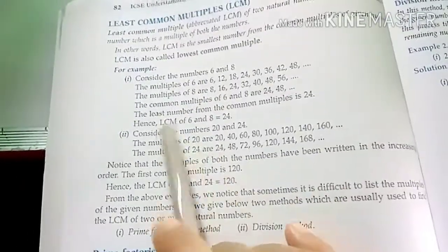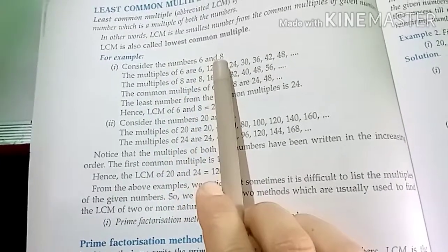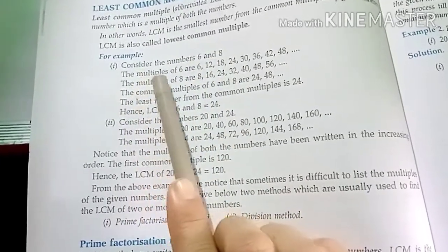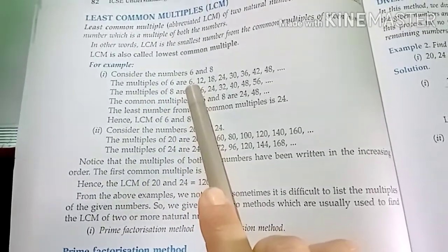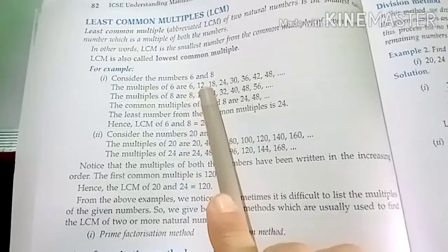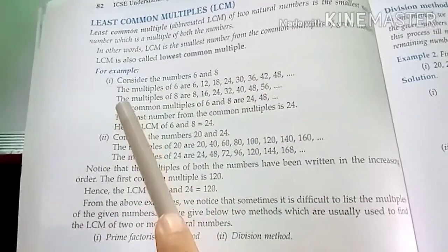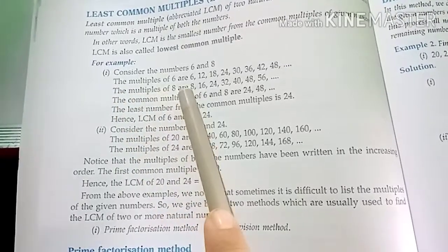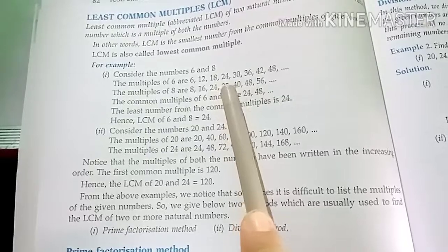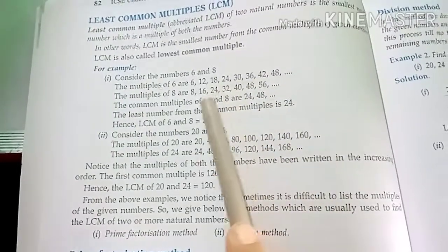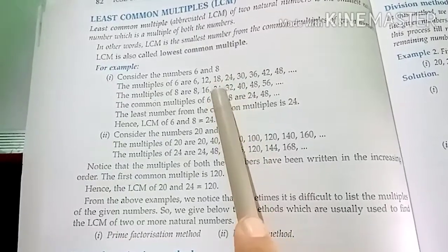Now see the examples given here in your book. Consider the numbers 6 and 8. So first, what do they do? The multiples of 6 are the tables of 6. We say 6 1s are 6, 6 2s are 12, 6 3s are 18 and it goes on. The same way the multiples of 8 are 8 1s are 8, 8 2s are 16, 8 3s are 24 and it goes on.